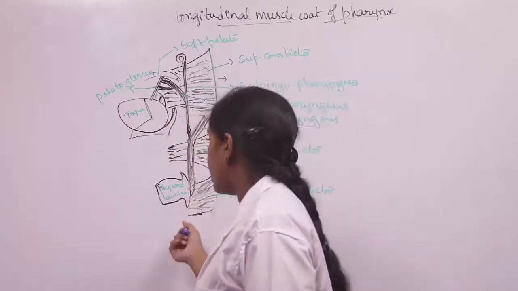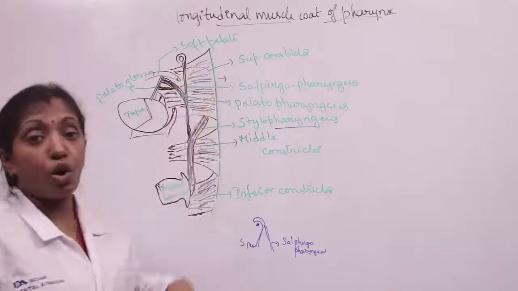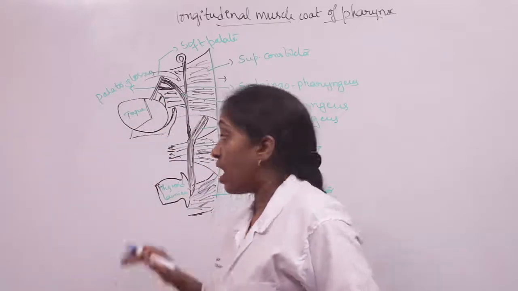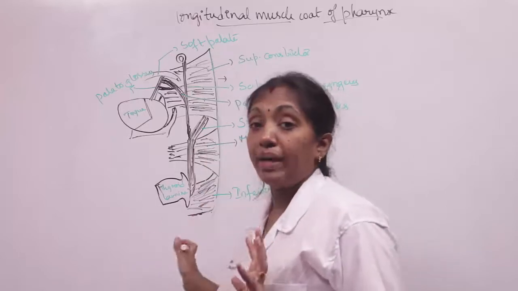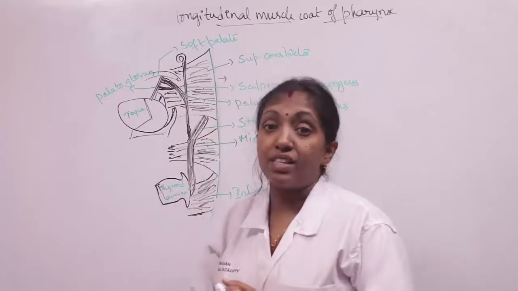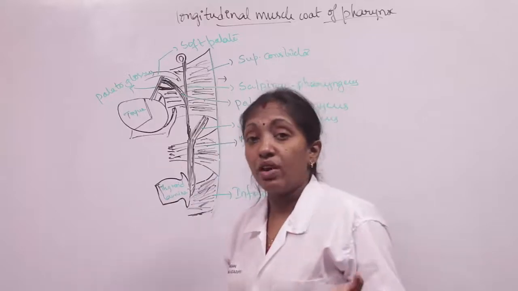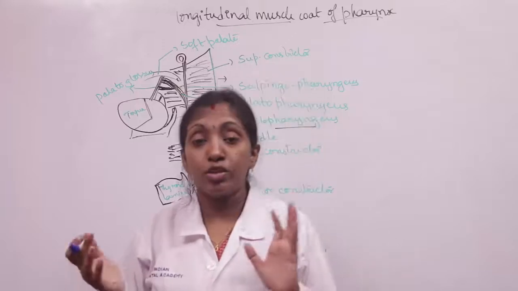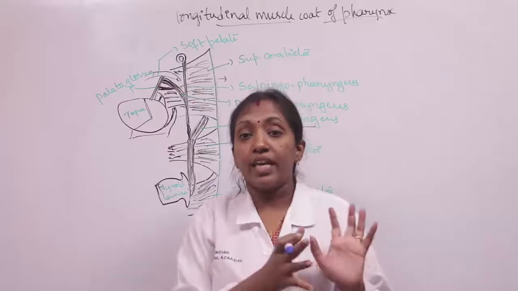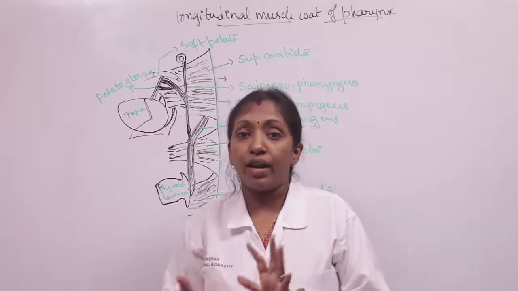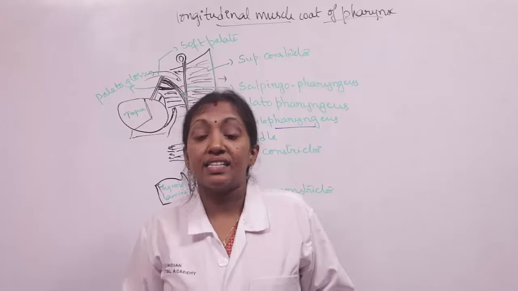These longitudinal muscle coats elevate the larynx and shorten the pharynx during deglutition. What is the action of the longitudinal muscles? They elevate the larynx and shorten the pharynx during deglutition and close the palatopharyngeal sphincter. That is the action of the longitudinal muscles of the pharynx, the palatopharyngeus, stylopharyngeus and salpingopharyngeus. And coming to the action of the circular muscles of the pharynx, that means the superior constrictor, middle constrictor and inferior constrictor, they contract reflexly and induce a wave of peristalsis in a caudal manner.